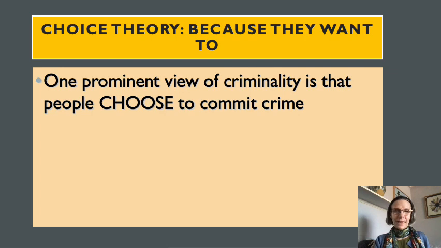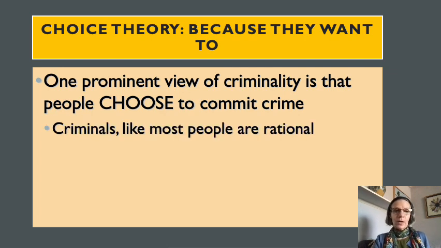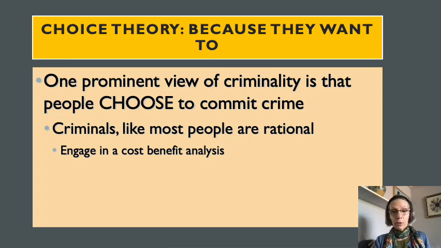One prominent view of criminality is that people choose to commit crimes. The thinking here is that criminals, like most people, are rational and that they engage in a cost-benefit analysis. Now, this might sound very familiar to you because this dovetails really nicely with the crime control perspective that we learned about a couple of weeks ago, right? Remember from the crime control perspective that James Q. Wilson said, look, most of us are just sitting around waiting to see how our society responds to crime. And if it doesn't respond to crime seriously, then we will engage in crime.